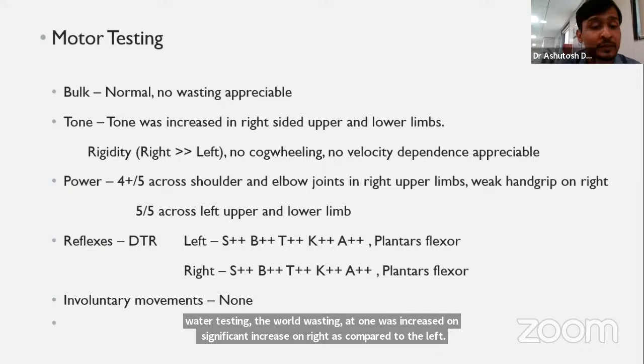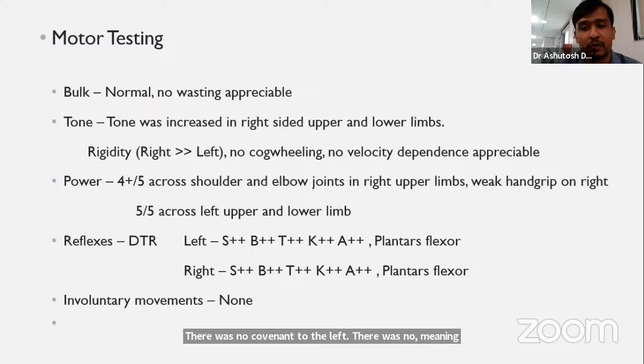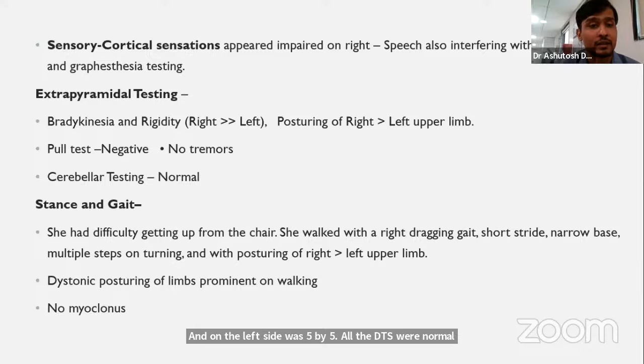Power was around 4/5 across the shoulder on the right side, but the grip was weak, and on the left side it was 5/5. All the DTRs were normal, the plantars were both flexor, and there were no involuntary movements. Cortical sensation, as we had discussed earlier. Extrapyramidal testing showed bradykinesia and rigidity, right significantly more than left, with posturing of the right more than left upper limb.